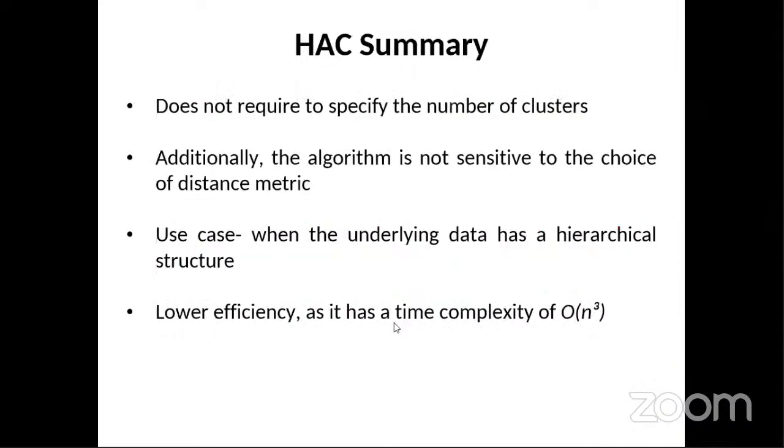It does not require specifying the number of clusters as we had in k-means. Similarly, the algorithm is not sensitive to the choice of distance measurement, and you can use this for the set of data which has some hierarchical structure. It has lower efficiency, and it is not comparable to k-means, which has linear complexity. It has a complexity of O(n cube), and the time complexity is of this order. And this is all about the agglomerative and k-means.